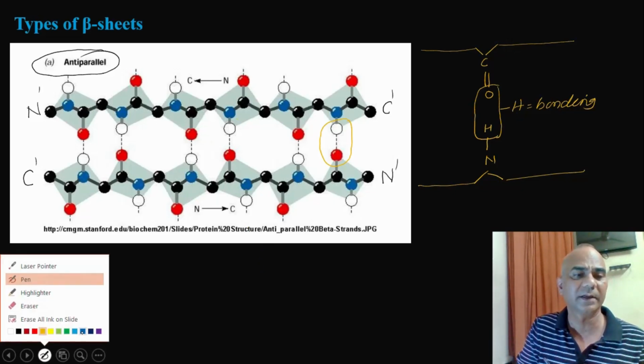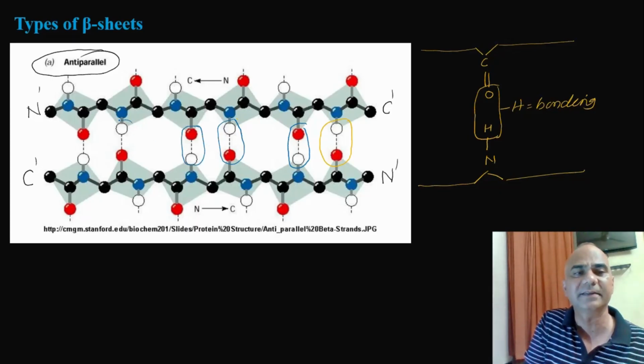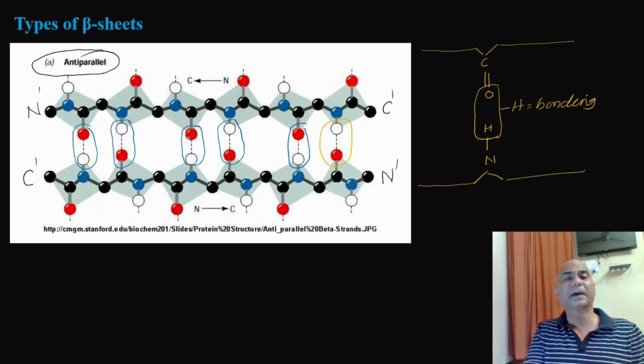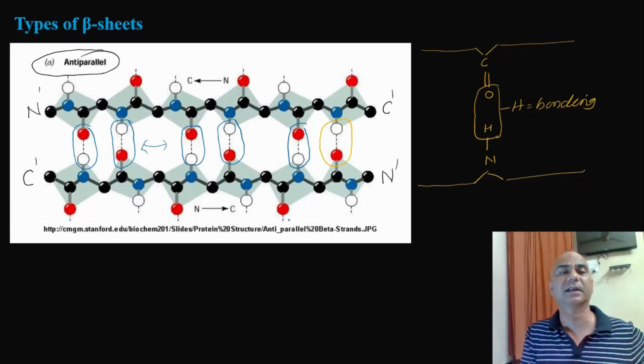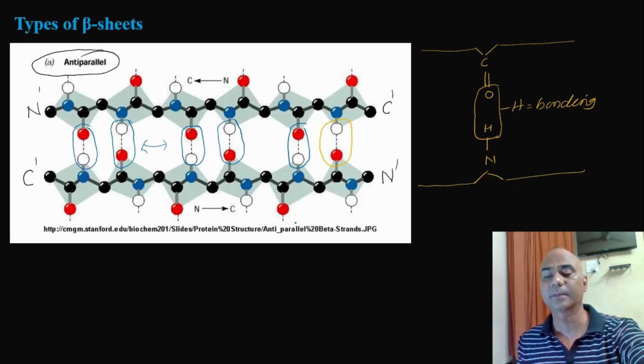I can draw here so that you can clearly see. These are the hydrogen bonds. These are the hydrogen bondings between these two polypeptide chains, and all these hydrogen bondings are at 180 degree, just parallel. All the hydrogen bonds are nearly parallel to each other, which makes the anti-parallel arrangement a stable conformation.